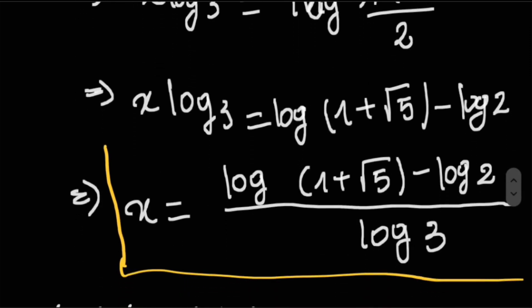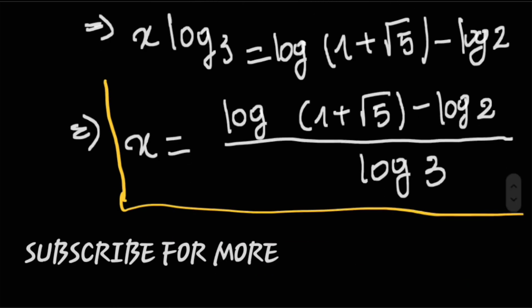Okay, dividing, we have x will be equal to the log of 1 plus the square root of 5 minus the log of 2, all this divided by the log of 3.